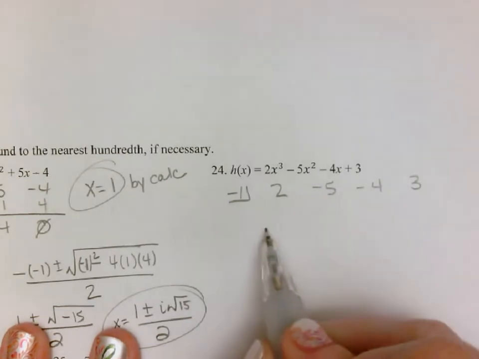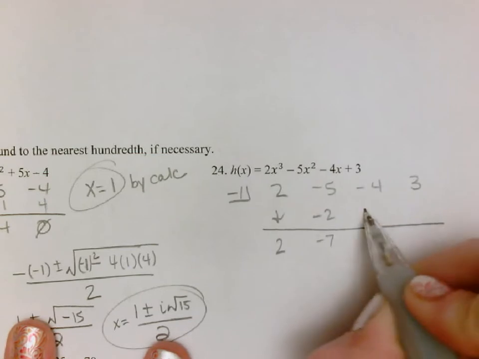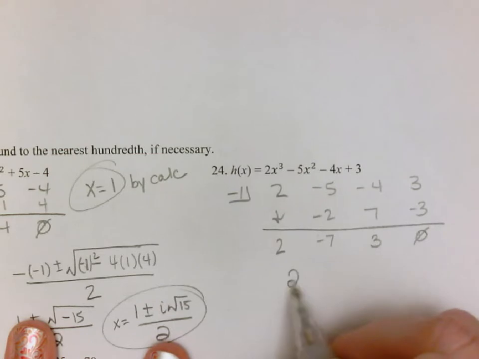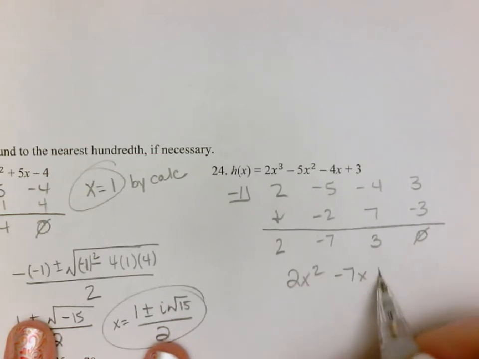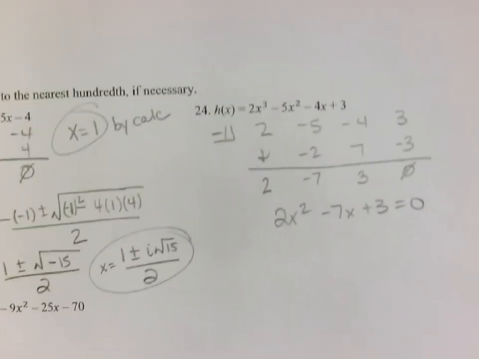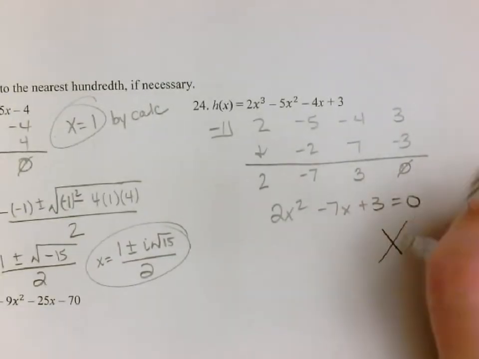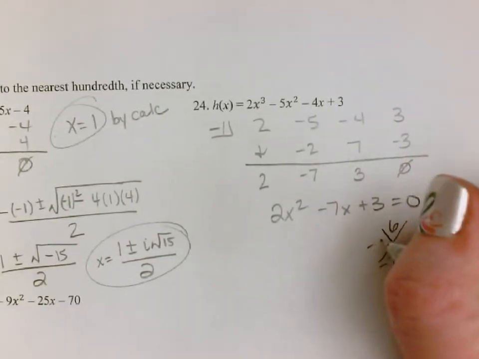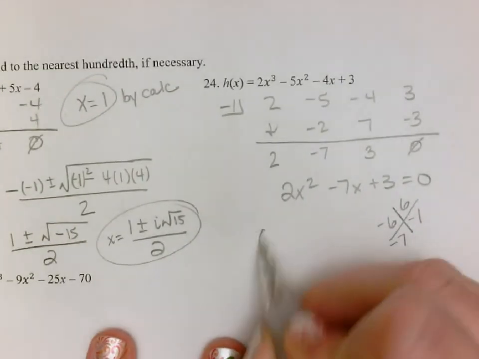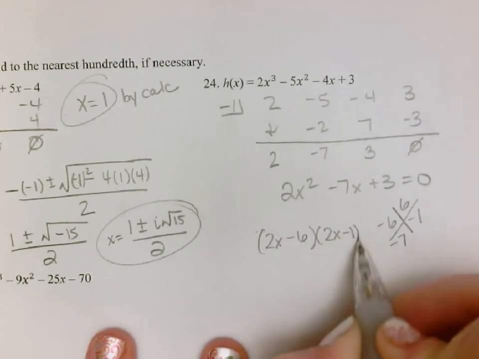Okay. Coming to this, bring this down. 2, negative 7, 7, 3, negative 3, 0. I get 2x squared minus 7x plus 3 equals 0. So now I look at this and I'm like, okay, I have factors of 2 and 3. So 2 times 3, 6, minus 7, minus 6, minus 1 are the factors that add up to be negative 7. So go 2x minus 6, 2x minus 1 equals 0.